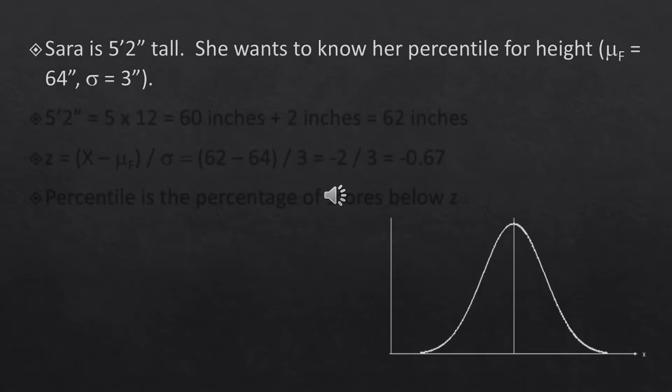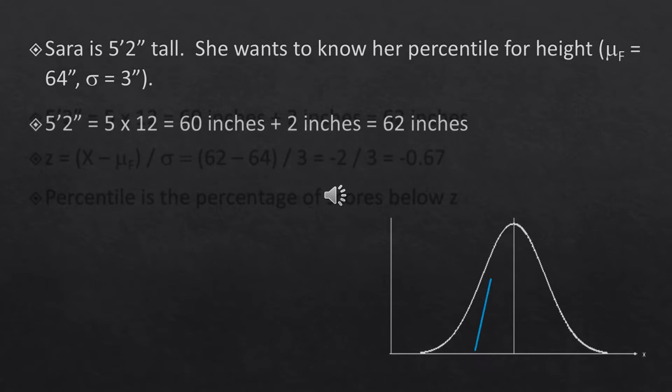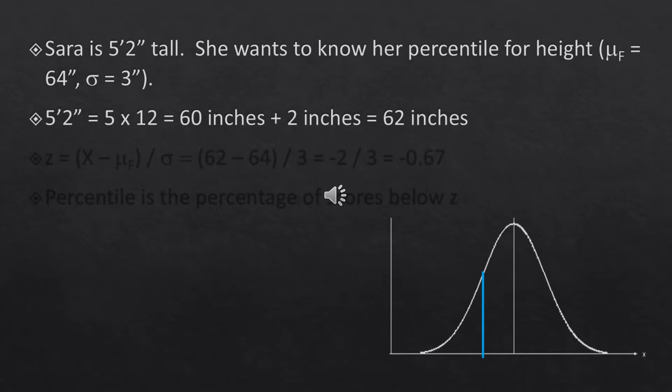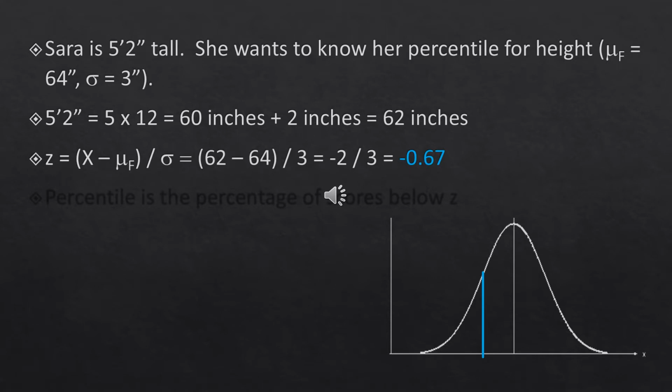Sarah is 5 foot 2 inches tall. She just wants to know her percentile for her height. 5 foot 2 is 62 inches. And the z-score, x minus mu over sigma, would be 62 minus 64 divided by 3. 64 is the average height for women, and 3 is the standard deviation. That equals minus 2 over 3.